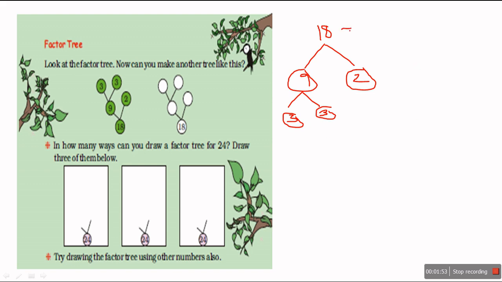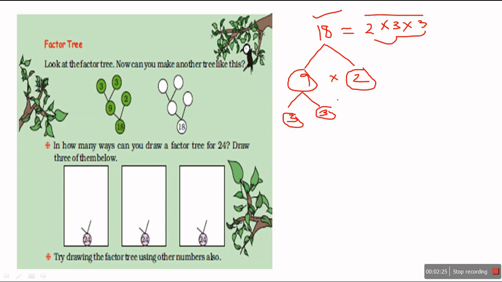So 18 can be written as 2 into 3 into 3. 3 times 3 is 9, times 2 is 18. So every composite number can be written as a product of prime numbers. So this is the basic idea about prime factorization or factor tree. This was the 9 into 2.